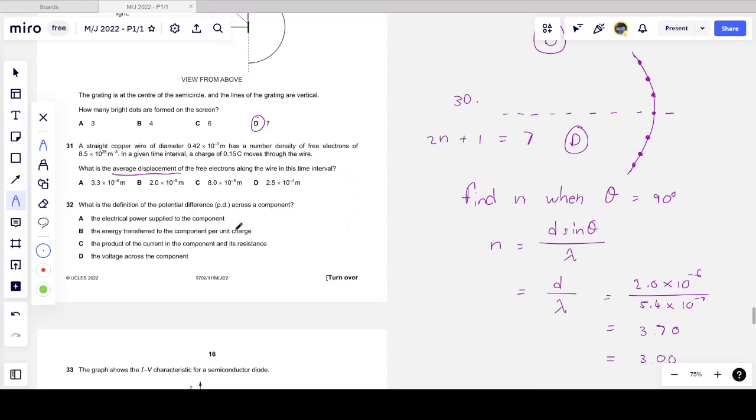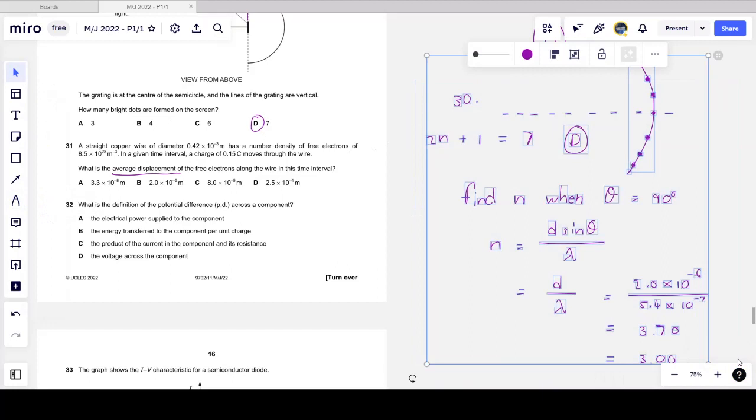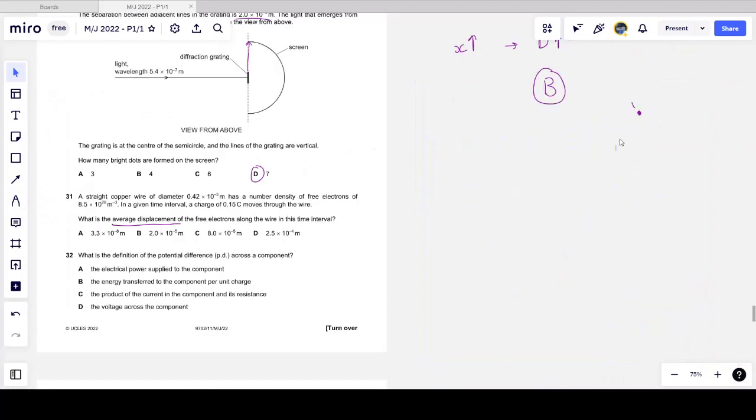Now, we do not know an equation that's going to tell us the average displacement of charge. We know how to calculate current and so on, but average displacement, not so much. Even drift velocity we know, but we're going to have to be a little bit manipulative in order to get the solution to this. So in order to save space, I'm just going to say goodbye to question 30.